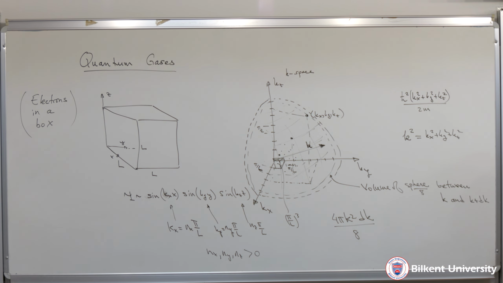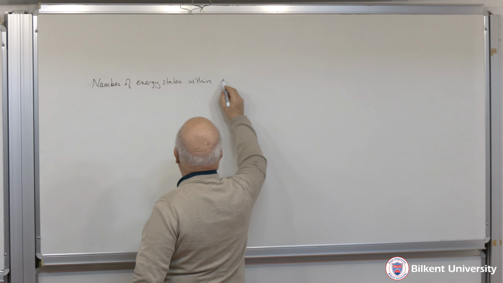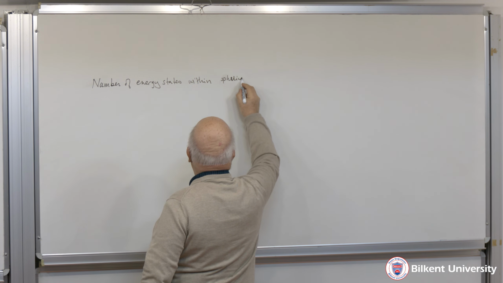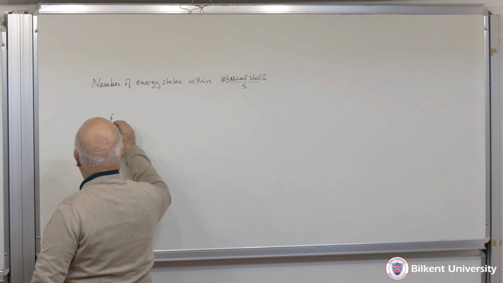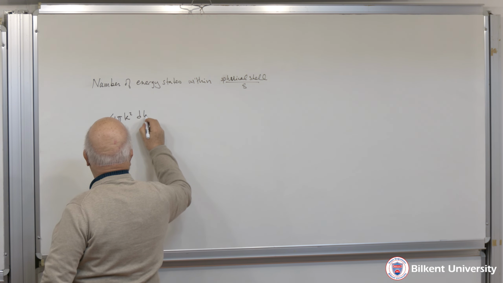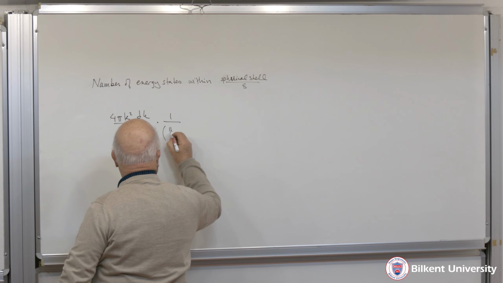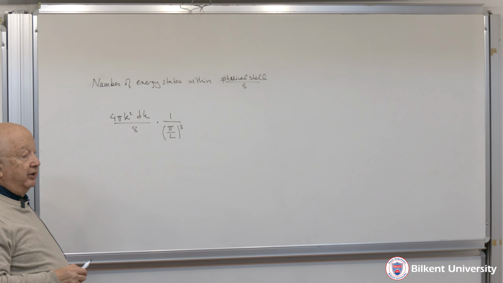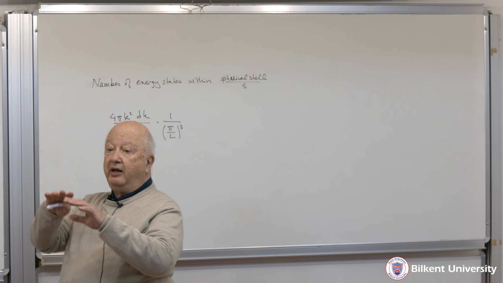If I divide that by this, I get the number of points. So the number of energy states within the spherical shell divided by 8 is going to be 4 pi k squared dk divided by 8, and then I divide that by the volume of a single cube, pi over L cubed. So I have that many energy states with a k number between k and k plus dk.